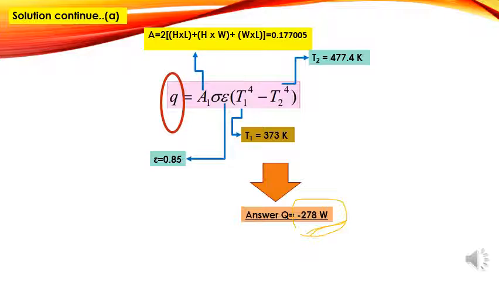Just one quick reminder: the value is supposed to be negative because our reference here is the bread itself. The bread receives the heat, and T1 here is actually the temperature of the bread. So the bread is our reference point. The bread receives the heat, that's why it is negative.